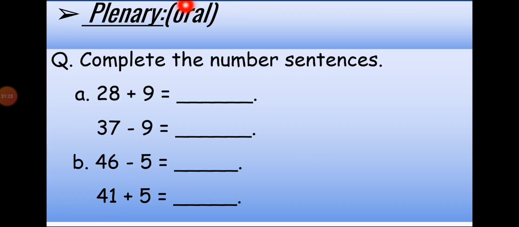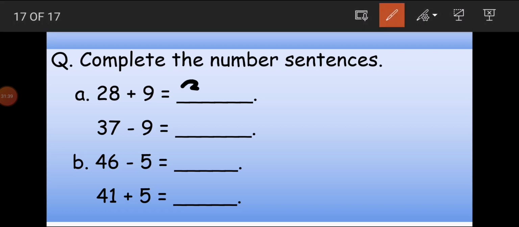Now plenary. Complete the number sentences. 28 plus 9 is equal to dash. So 28 in your mind. Now count on 9 more. 29, 30, 31, 32, 33, 34, 35, 36, 37. The answer is 37. Simple.